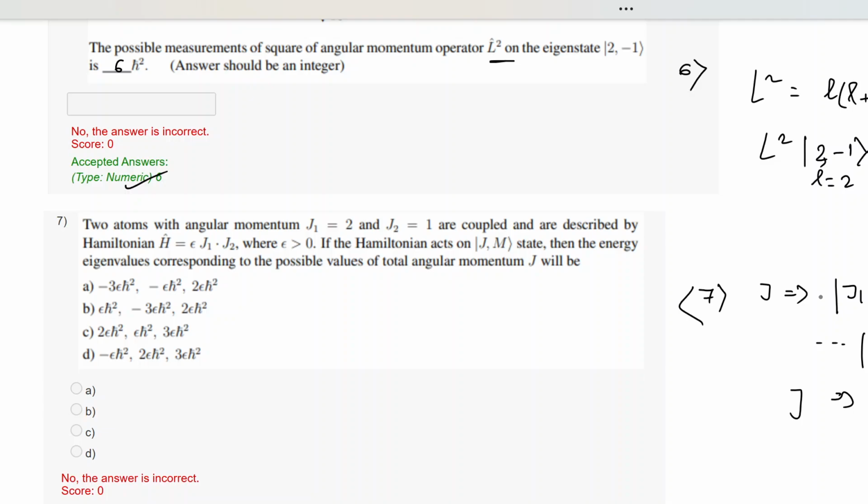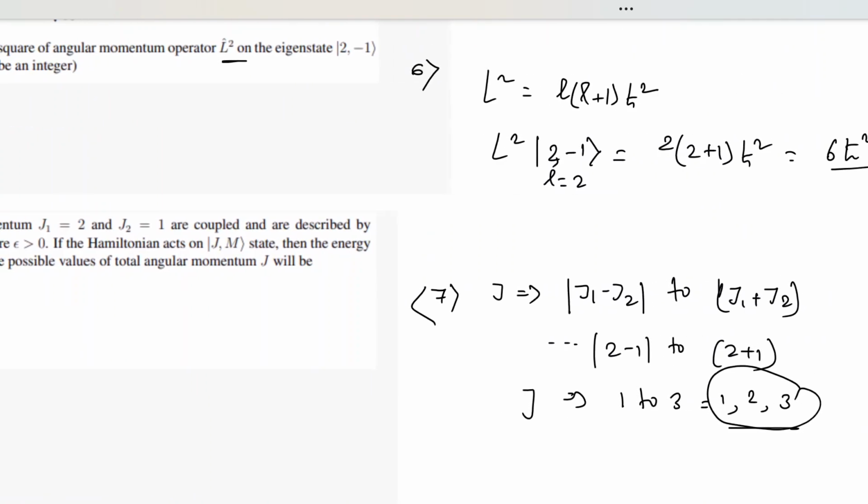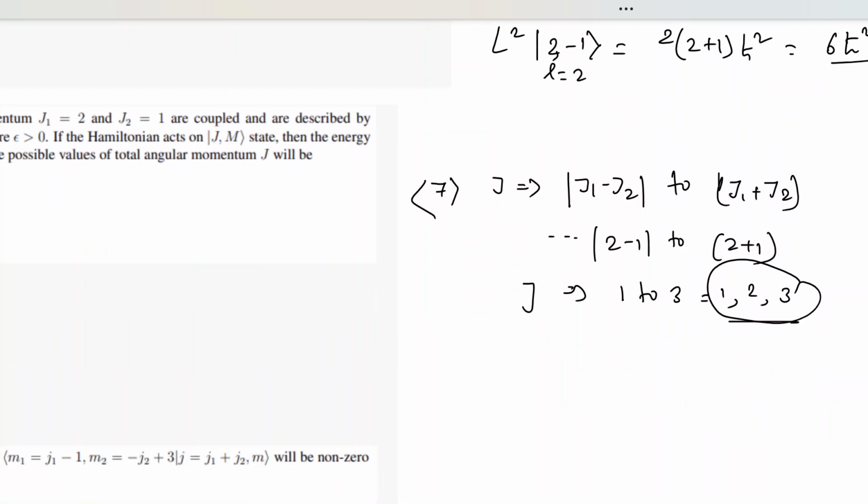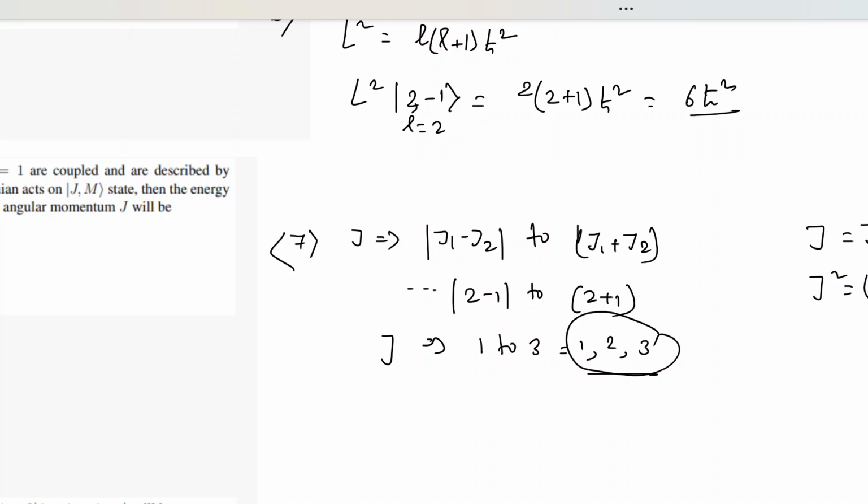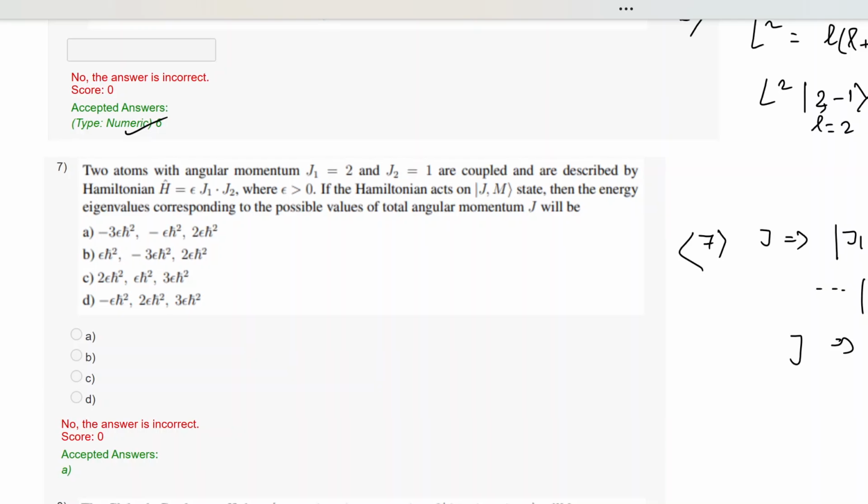So you can express it like the total angular momentum J equal to J1 plus J2. So J squared equal to J1 plus J2 whole squared, which is J1 squared plus J2 squared plus 2 J1 J2. So J1 dot J2 will be J squared minus J1 squared minus J2 squared divided by 2. So from here you can write your Hamiltonian.